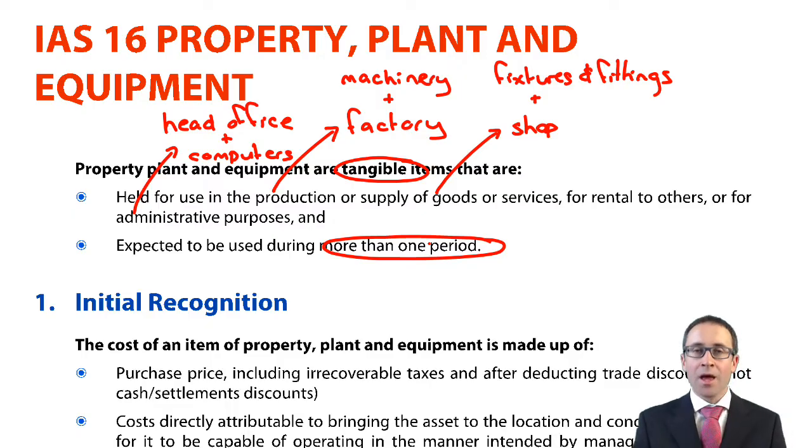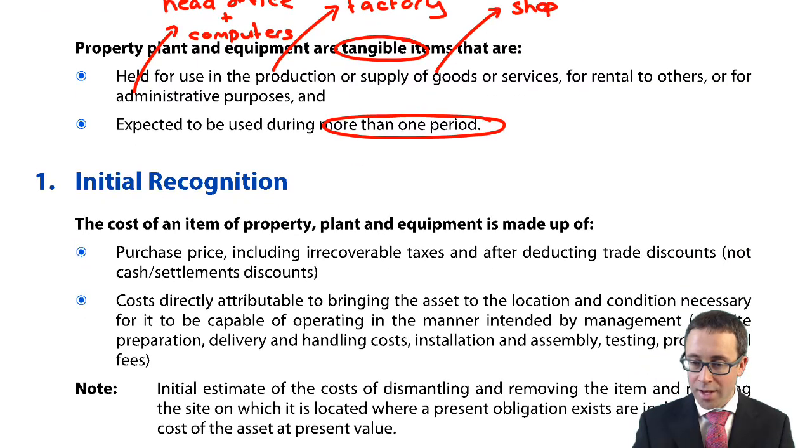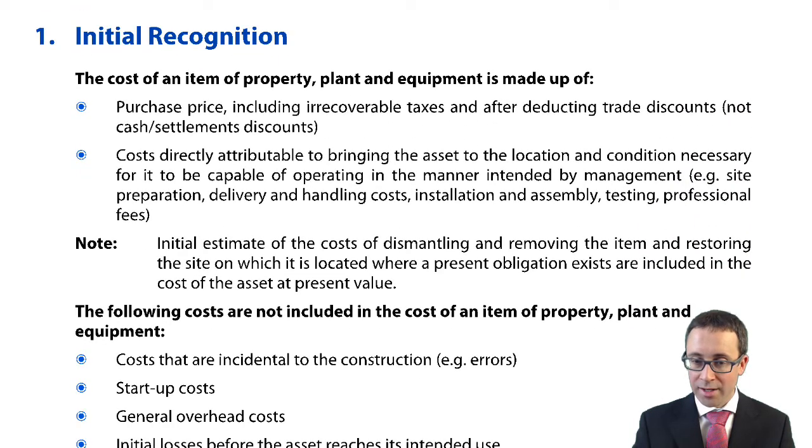Okay. So what we need to look at is how it is initially recognized. So what do you record at the start of the asset's life? How do we then depreciate it? And then how do we essentially revalue it? You'll find a lot of it is a revision from what you have previously seen at your certificate level. So let's first of all begin to look at your initial recognition.